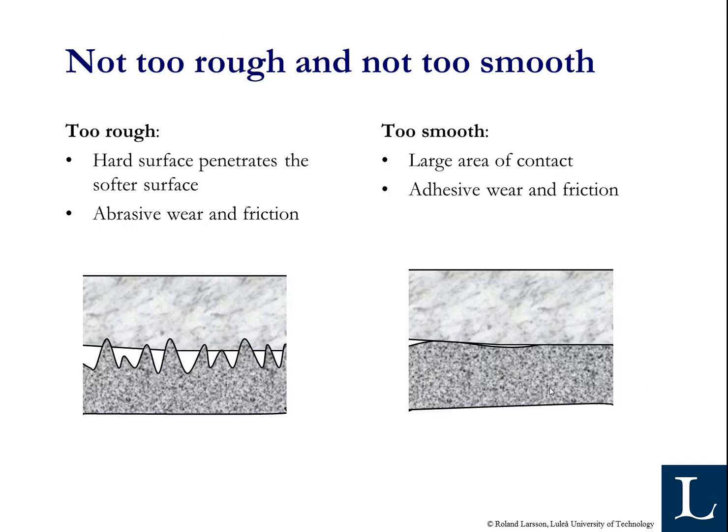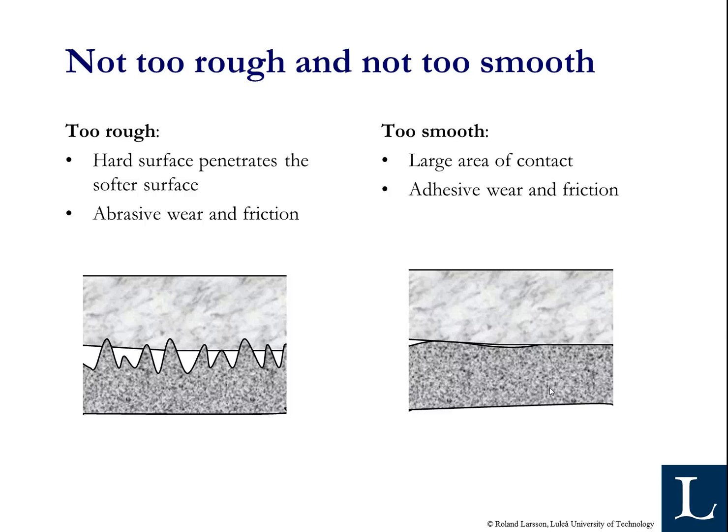When we talk about tribology, we can directly say that there is normally an optimum roughness. Surfaces mustn't be too rough. That is very often a bad thing, because especially if you have two surfaces, one harder than the other, and the hard one is very rough, there is a risk that the hard surface penetrates the softer one, and that leads to abrasive wear and high friction.